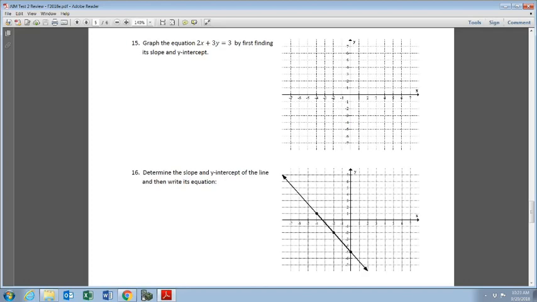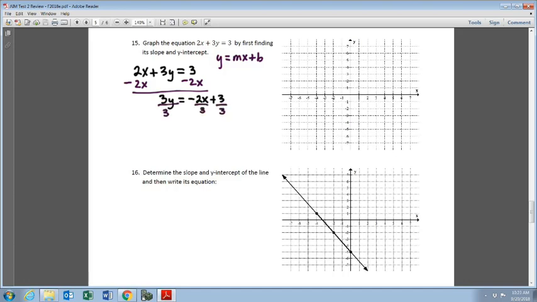So on number 15 here, it says we need to find the slope and y-intercept. Well, we learned about the slope-intercept form, and if we put a line in this form, we'll know the slope and the y-intercept. So this is what we want to do, is solve this equation for y and put it in this form. So the first thing we want to do is get rid of that 2x term. We're going to have 3y equals negative 2x plus 3. And we need to divide by 3 to get y all by itself. We're going to get y on the left is equal to negative 2/3 x plus 1.